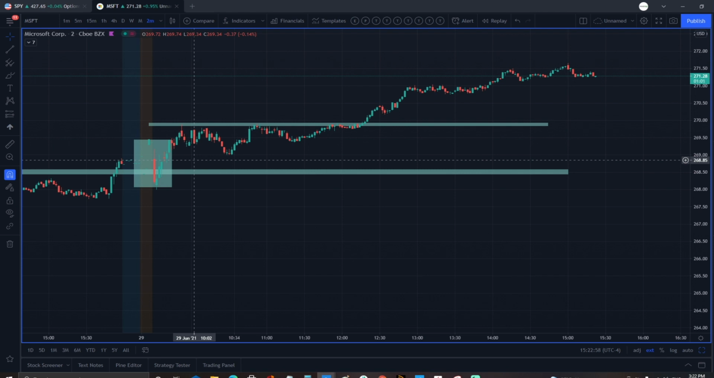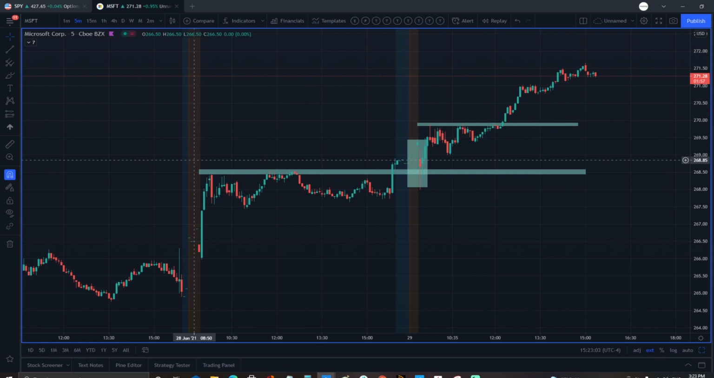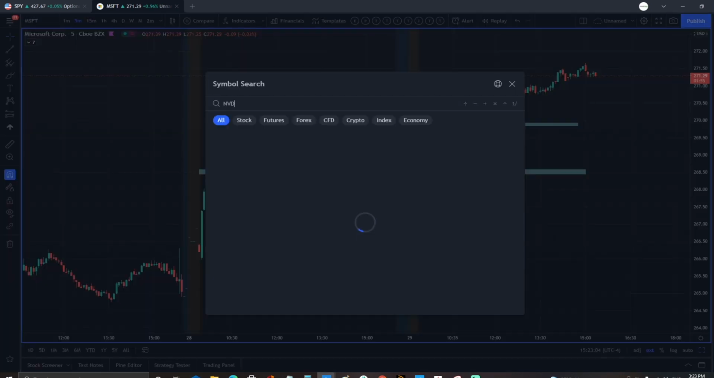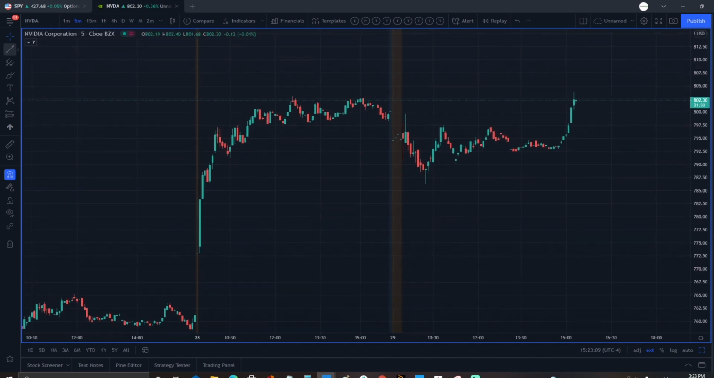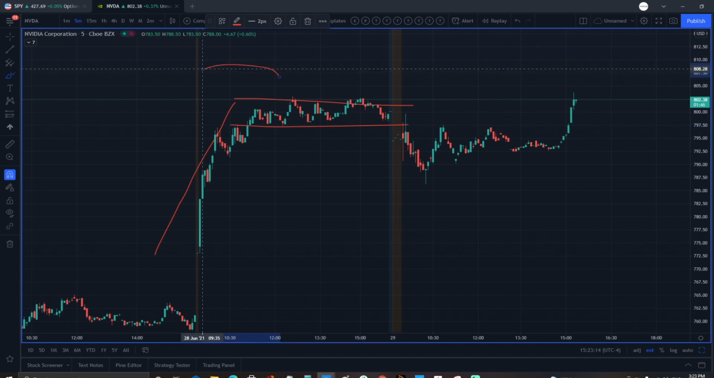You can also find failed breakouts. So that's another thing to look at. A failed breakout and a failed bull flag. On Nvidia, for example, we had one into the end of yesterday, right? Very similar price action as we saw on Microsoft the prior day.